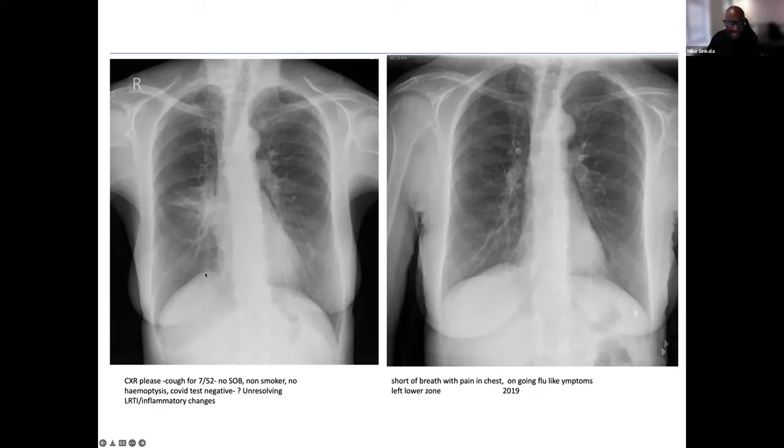Notice that the right hemidiaphragm has been tented, meaning that it has been pulled as well. So there is tenting of the right hemidiaphragm here, pulling down of the right hilum, very thick and quite dense. So in this case, when you see that in a facility, if you've got CT scan, this patient would actually need a CT scan.